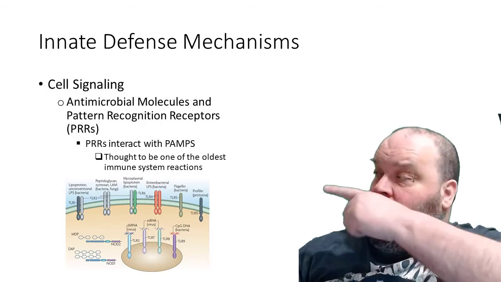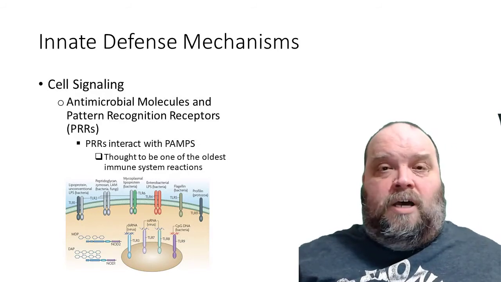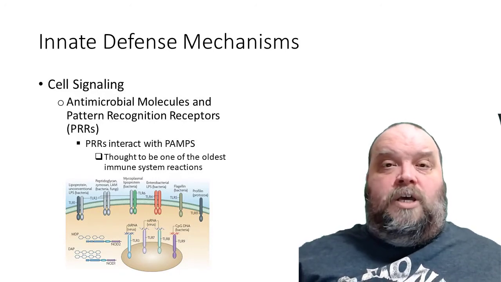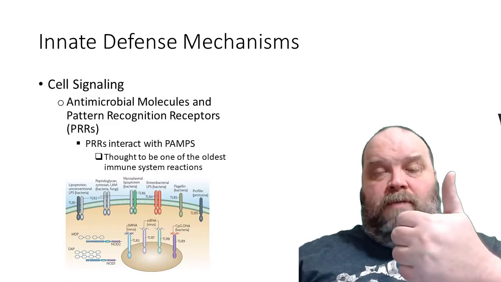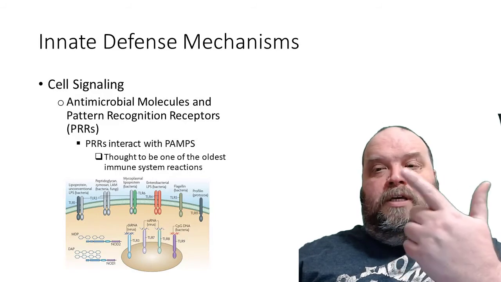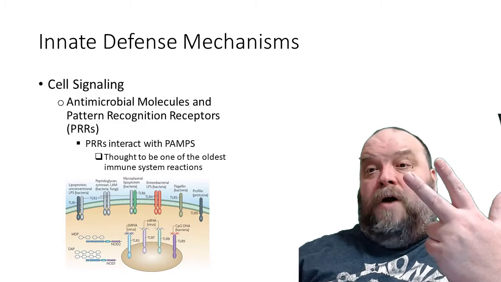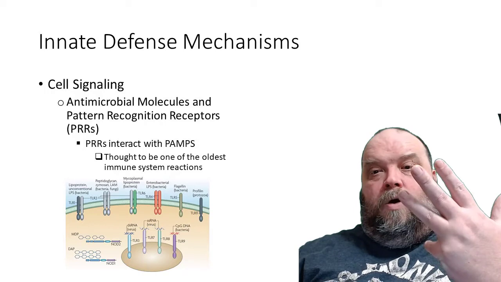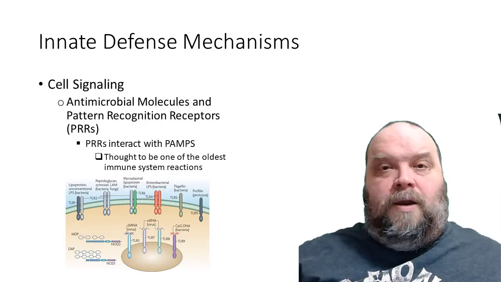If you look right here in this figure, each of the different colors is representing a different type of PRR, pattern recognition receptor. Each of those different receptors is going to bind a different type of PAMP: a special type of bacterial glycoprotein, a special viral lipid, a fungal glycoprotein, or maybe a glycoprotein that's only going to be found on a parasitic worm.